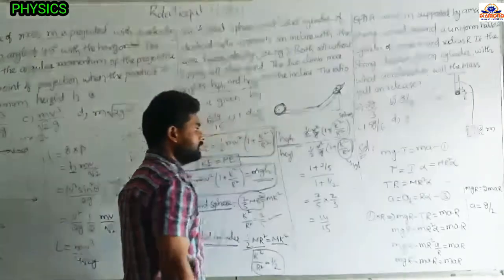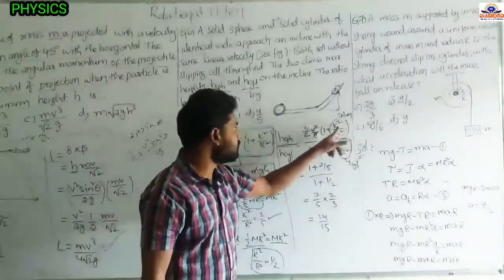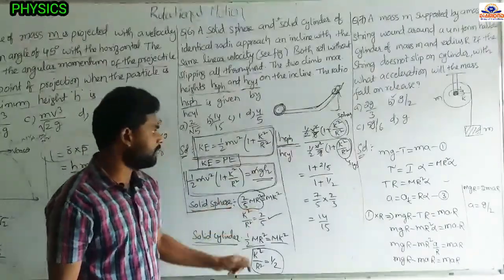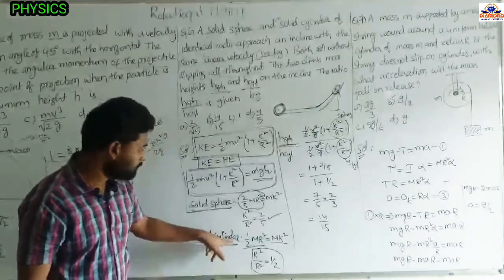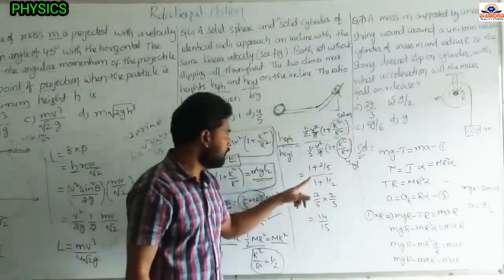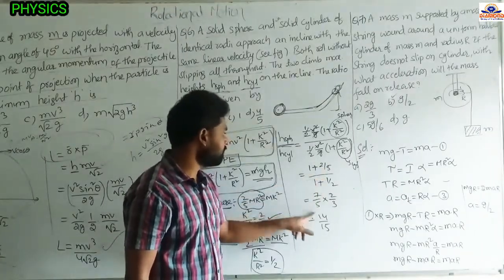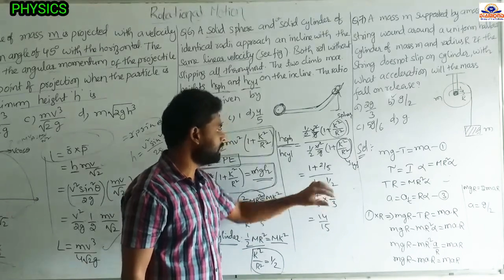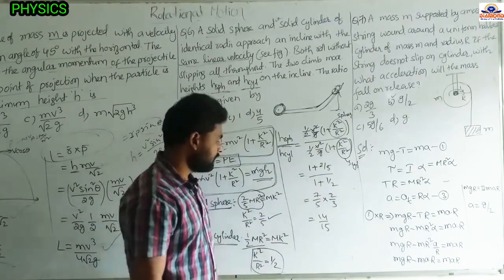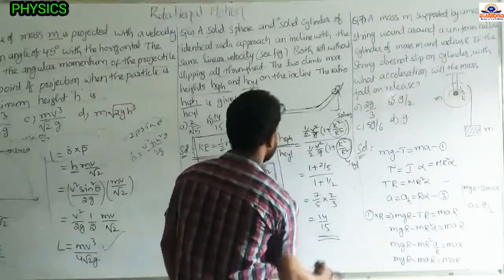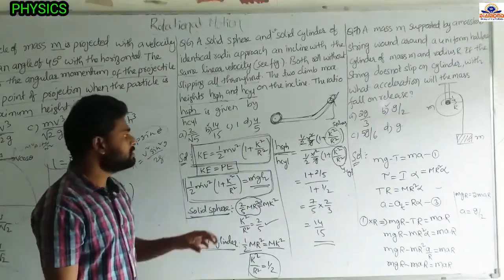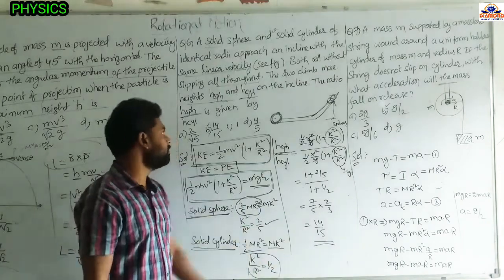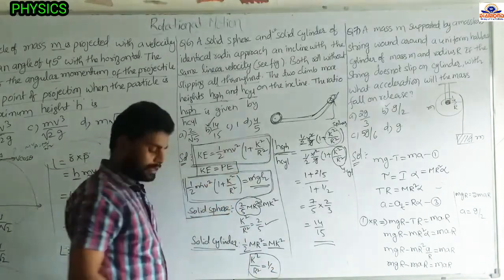So now 1 plus k square by r square for the sphere, what is the value? 2 by 5. The value for the cylinder is 1 by 2. Substituting, 1 plus 2 by 5 is nothing but 7 by 5, into 1 plus 1 by 2, which is 3 by 2, so 2 by 3 I am writing. So finally we got the answer 14 by 15. So the ratio of the maximum height reached by the sphere to the cylinder is 14 by 15. Option B is the right answer.